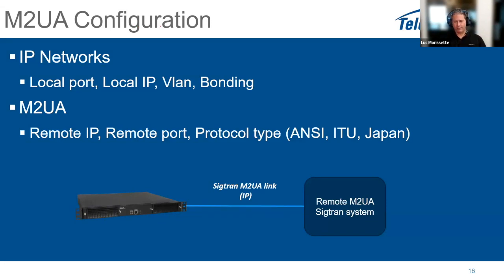On the M2UA configuration, as we explained before, you need to have information about your local interface, local IP, which VLAN you want to use, if you want to use bonding on those links on this side here. For M2UA, you need to have those remote IPs and port, and also which protocol you need to use. So in my demonstration here, I use ITU, but it could be ANSI or other values.